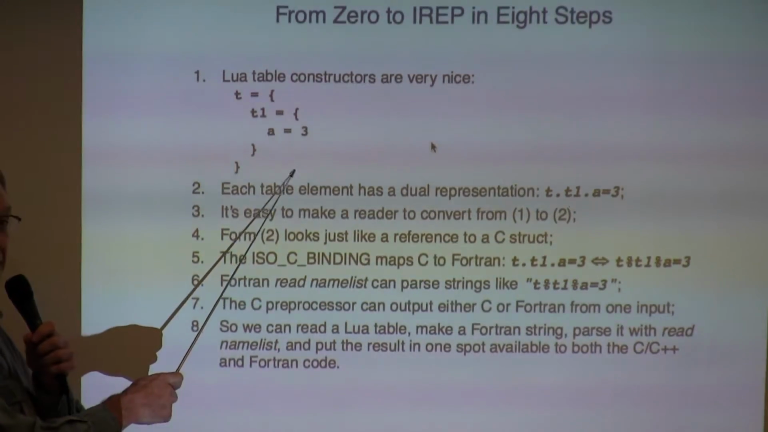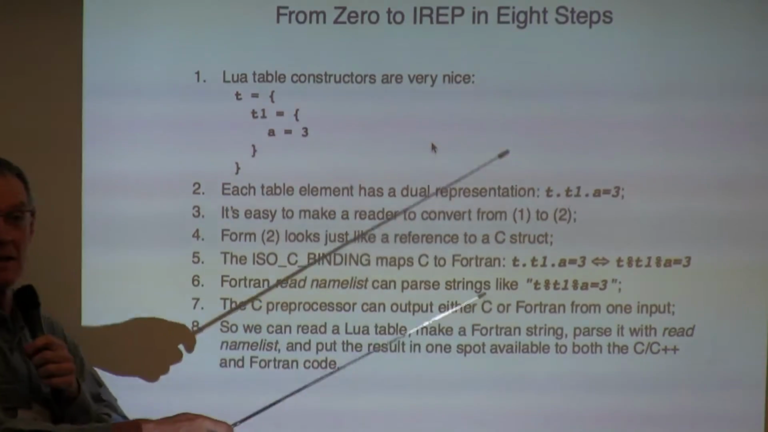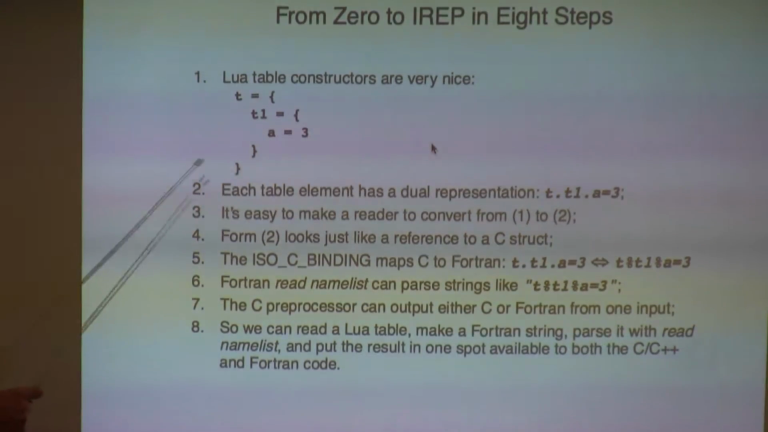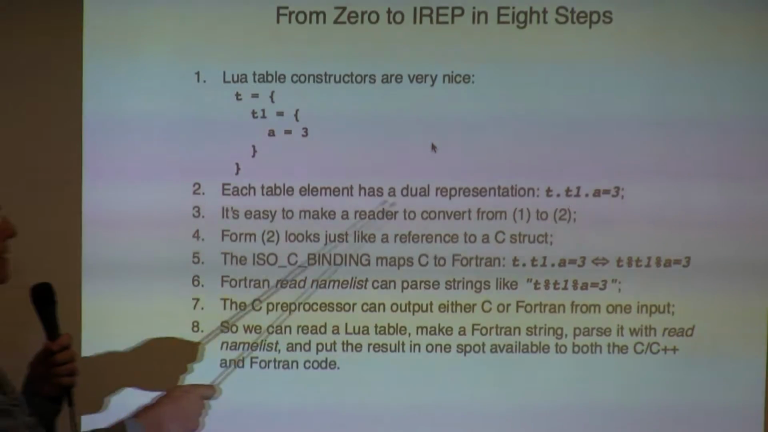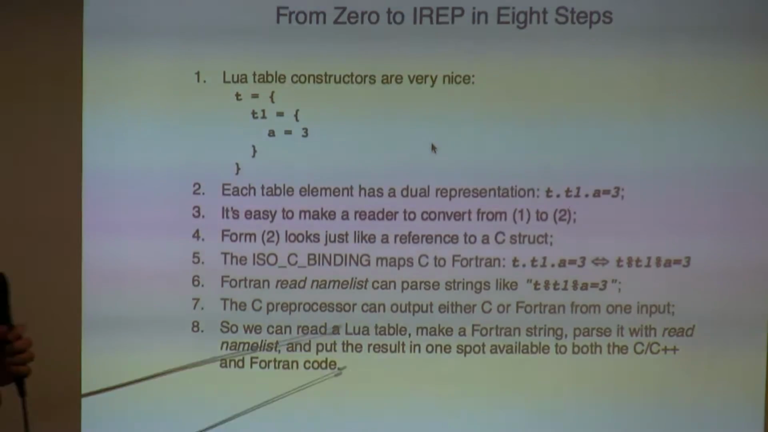Two representations of the same thing. Agreed? Okay? Furthermore, it's quite straightforward to write a little reader that takes this as input and produces this on the output. Agreed? You don't have to see it in principle, but in principle, it's simple to convert between those 2 representations.